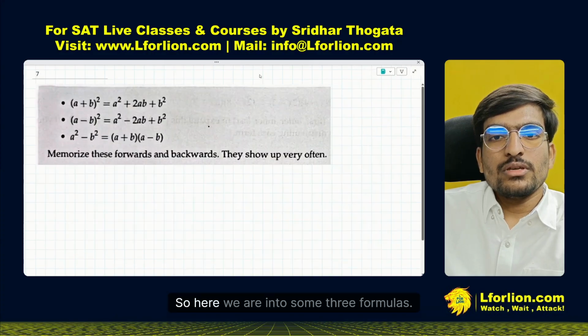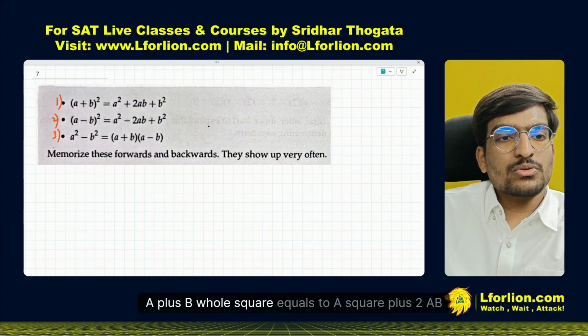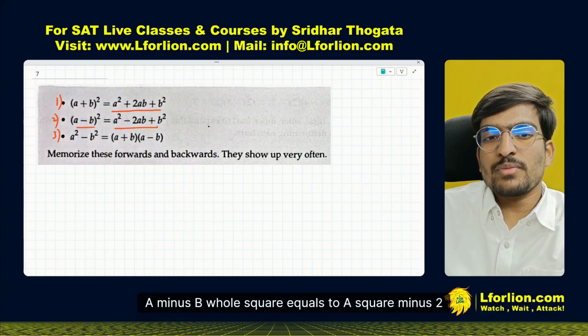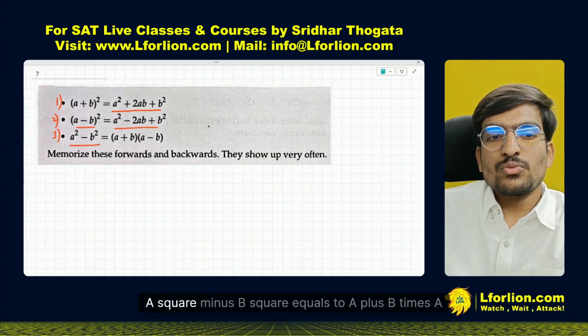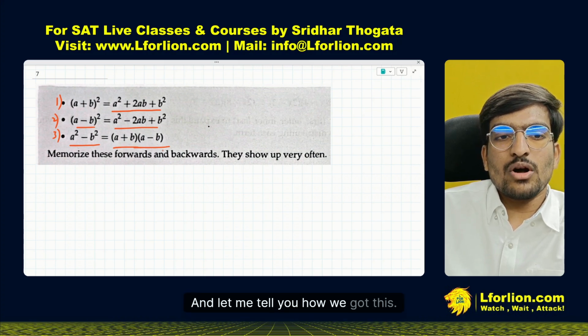Done. So here we are into some three formulas. A plus b whole square equals a square plus 2ab plus b square. A minus b whole square equals a square minus 2ab plus b square. A square minus b square equals a plus b times a minus b. So you have to memorize them. And let me tell you how we got this.